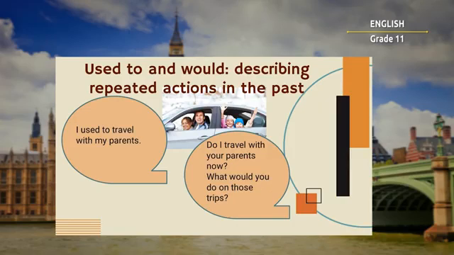Used to describes past actions and habits. When we use used to, we suggest that the action is no longer true, and so make a strong contrast with the present. Would is used to describe a person's typical activities in the past. It can only be used to describe repeated actions, not states.